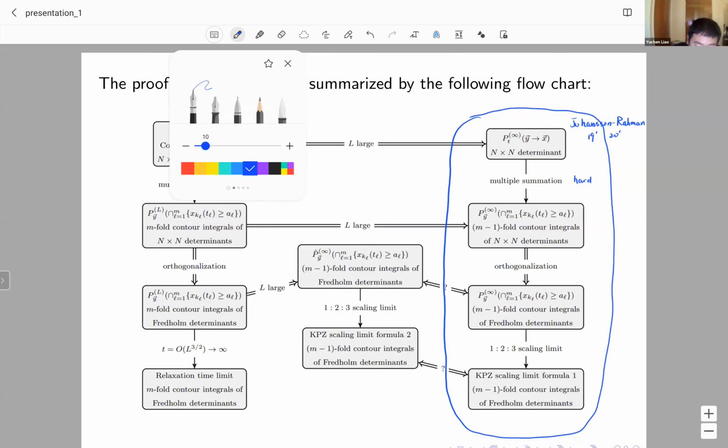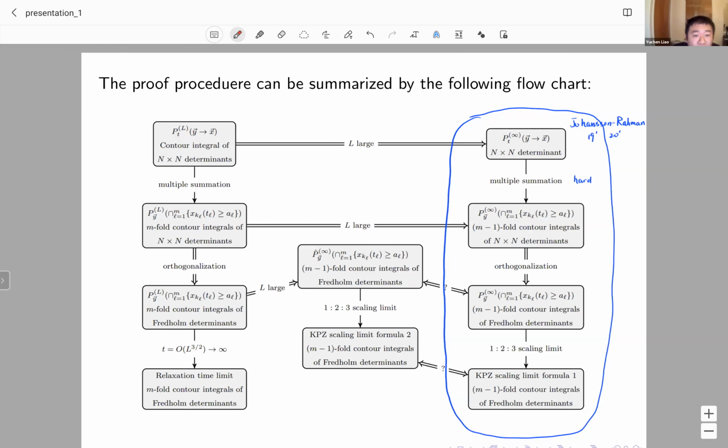So, what should I say? The way we are dealing with this problem is actually going in this direction. It's kind of a little bit weird. But what's happening is we are solving the corresponding problem on the periodic domains, rather than on the infinite line. There are analogs of the transition probability formula, and you can do similar multiple summation and orthogonalization. But after that, you obtain some Fredholm determinant formula for the joint distribution of the periodic model.